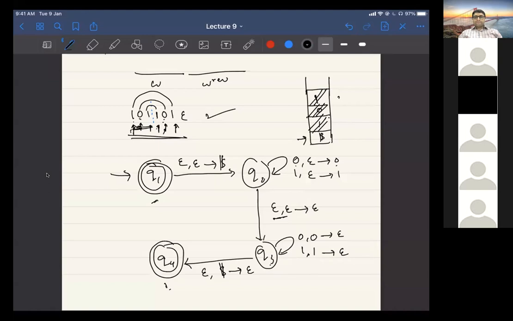Is this clear? Is this clear? This is not very simple, actually.